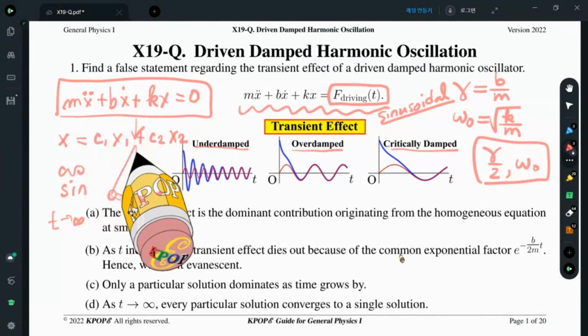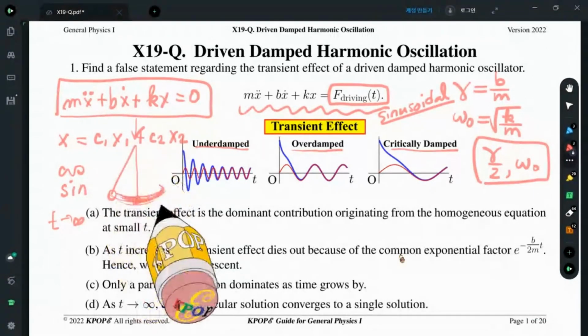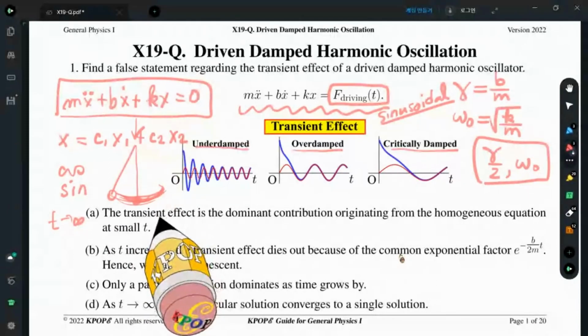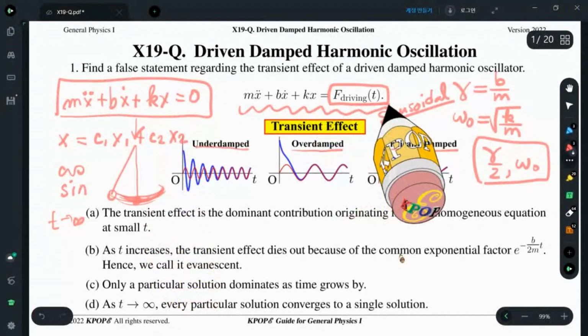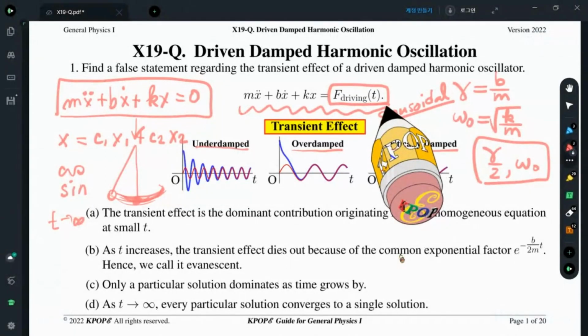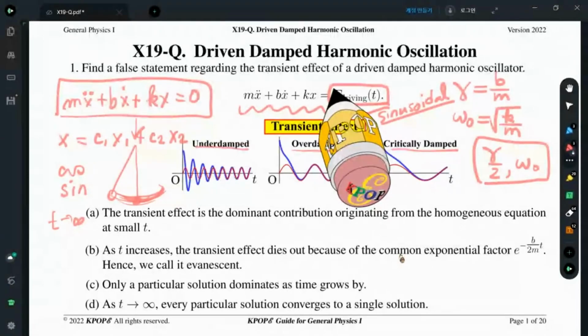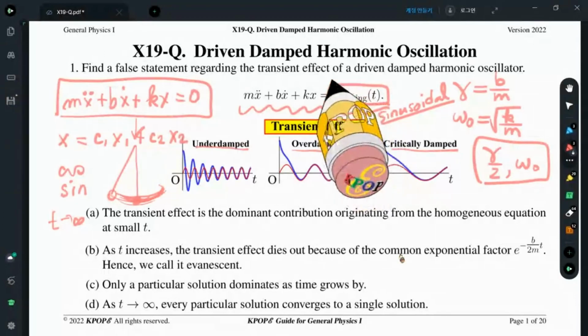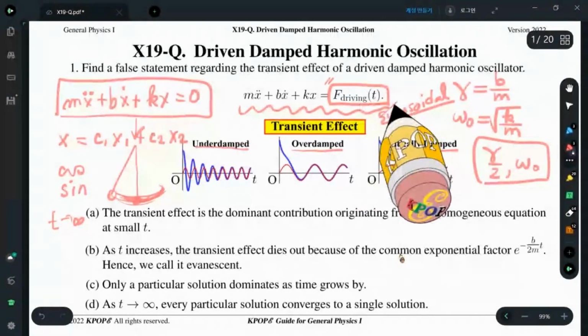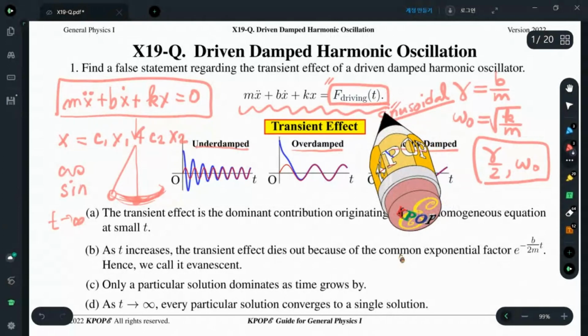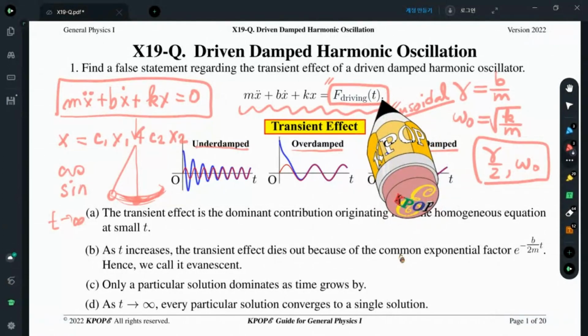Unfortunately, we cannot keep this one oscillating. However, if we apply the driving force, it keeps oscillating. For example, our watch, as long as our battery is not dying out, it oscillates and you can see the correct time for a long time. Every electronic device and mechanical device we use has some kind of a driving force.